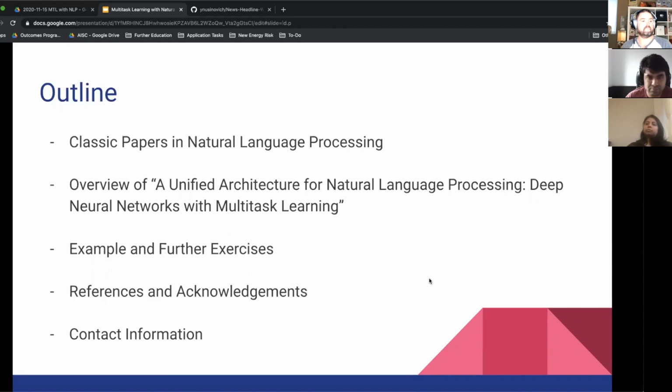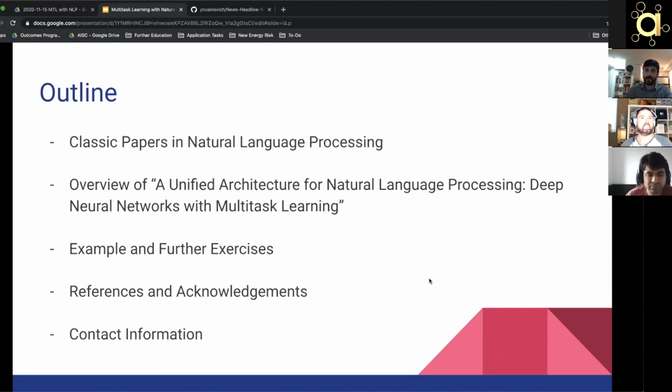And by the way, some of the time I'll be using MTL as an abbreviation for multitask learning and NLP for natural language processing, so don't let that throw you off. And feel free to ask in the chat if you don't know what something means.